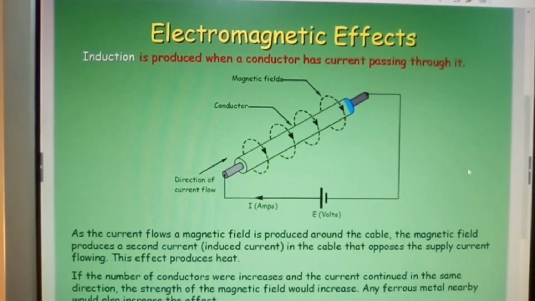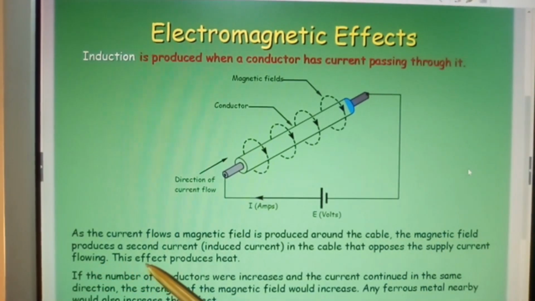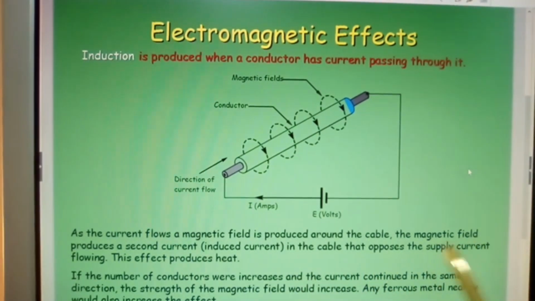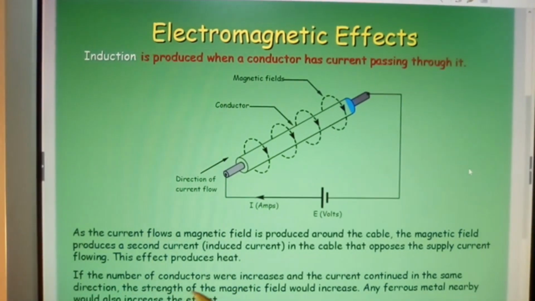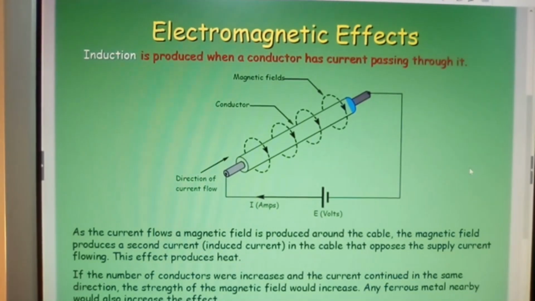Now, as the current flows, a magnetic field is produced around the cable. The magnetic field produces a second current, induced current, in the cable that opposes the supply current flowing. This effect produces heat. Okay. If the number of conductors were increased and the current continued in the same direction, the strength of the magnetic field would increase. Any ferrous metal nearby would also increase the effect.